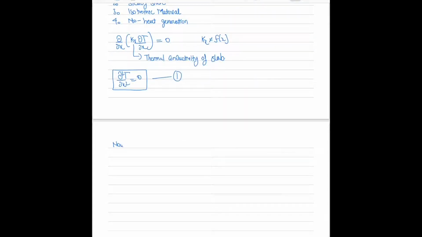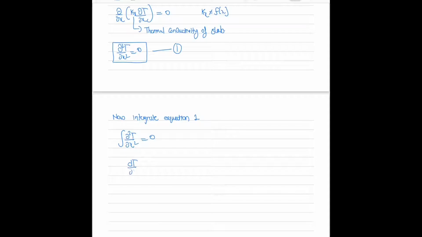Now integrate equation 1. On integrating del square T by del x square equal to 0, we will get del T by del x equal to C1. Again integrate it with respect to x, we will get temperature as a function of x equal to C1x plus C2.